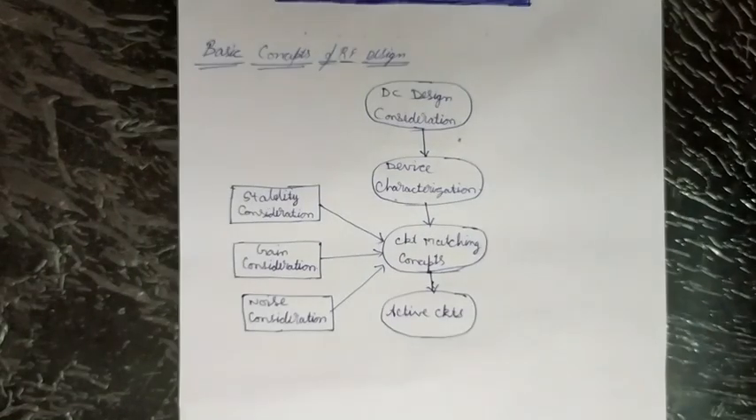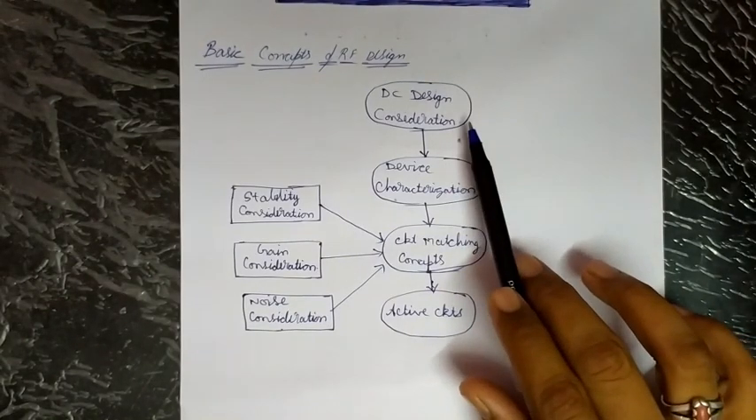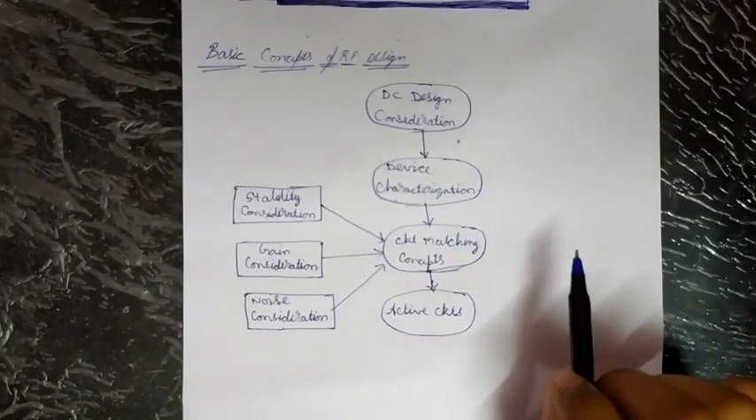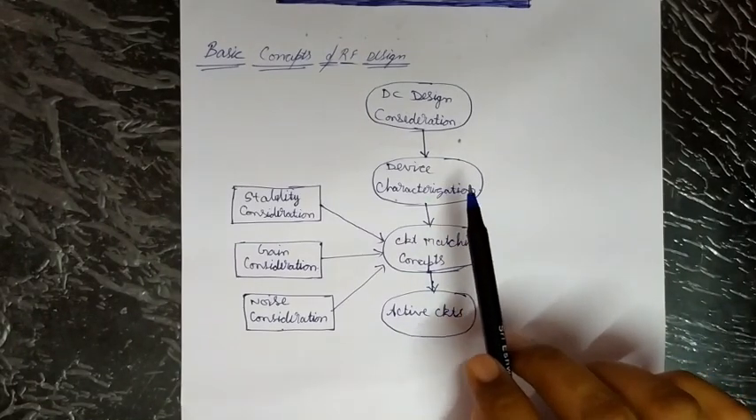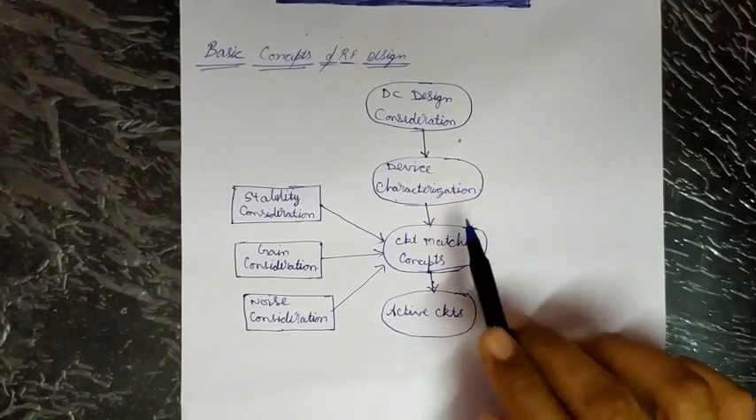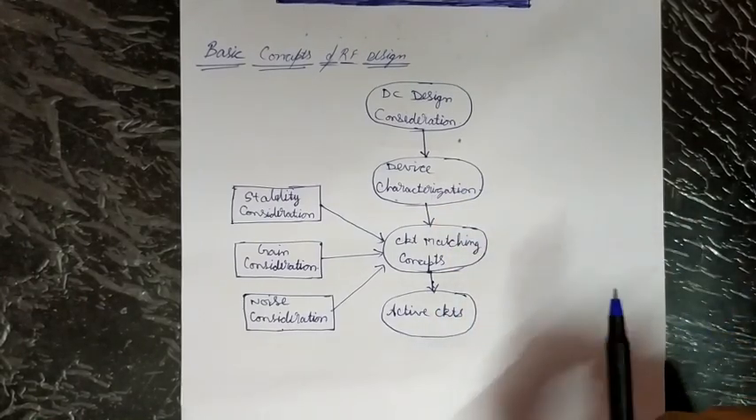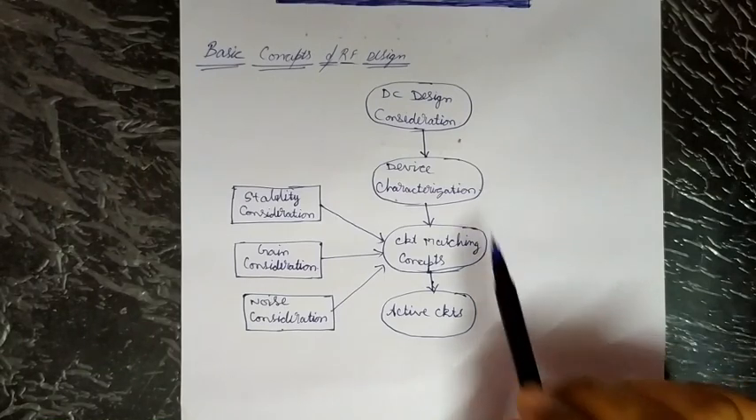The next topic was basic concepts of RF design. RF circuit design has to go through three steps. First, the design process starts with selecting a suitable device and performing a DC design to obtain a proper operating point. Step 2 deals with characterizing the device to obtain its AC small signal parameters based on the DC operating point selected earlier.